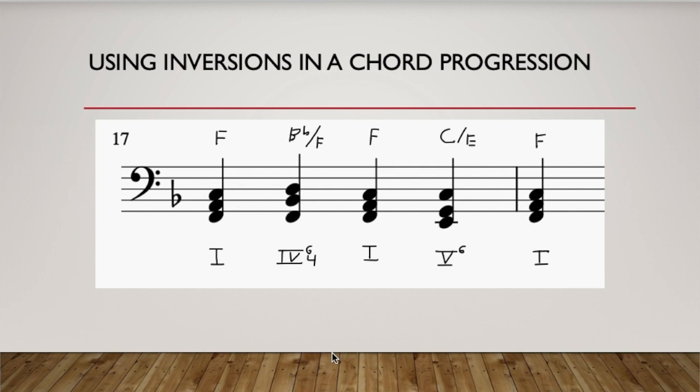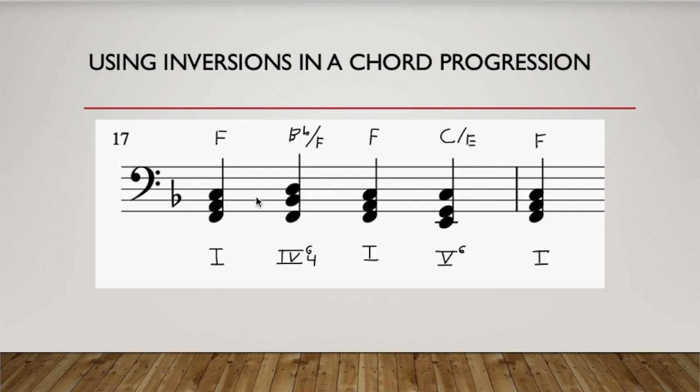So what's the purpose of inverting chords anyway? The reason why we use inversions is to make a more fluid chord progression. So here is an example. We're starting off in the key of F major. So here's our tonic triad, going to a 4, to a 1, to 5, back to 1. And we've inverted the 4 to second inversion, and the 5 to first inversion to make it flow more smoothly.